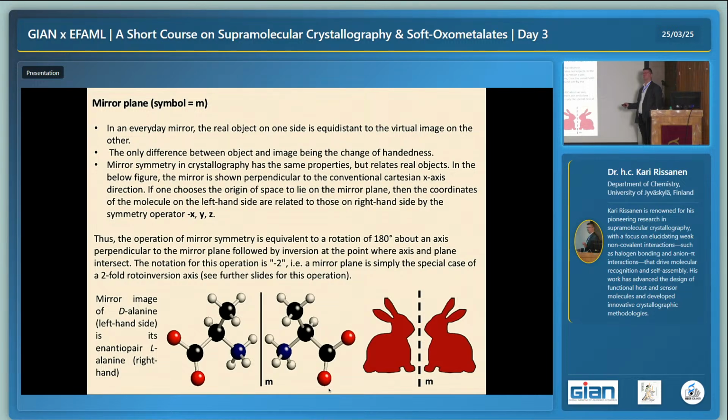We don't repeat the same thing by having a new name for this. We just use M for this. So that's the idea. Mirror plane is a simple special case of a two-fold rotor inversion axis. Now we know what this is, and you can see here there's a mirror on the x-axis. So x becomes minus x, and these remain as y. If we had a mirror on the y-axis, then it becomes minus y, and then the same with z.